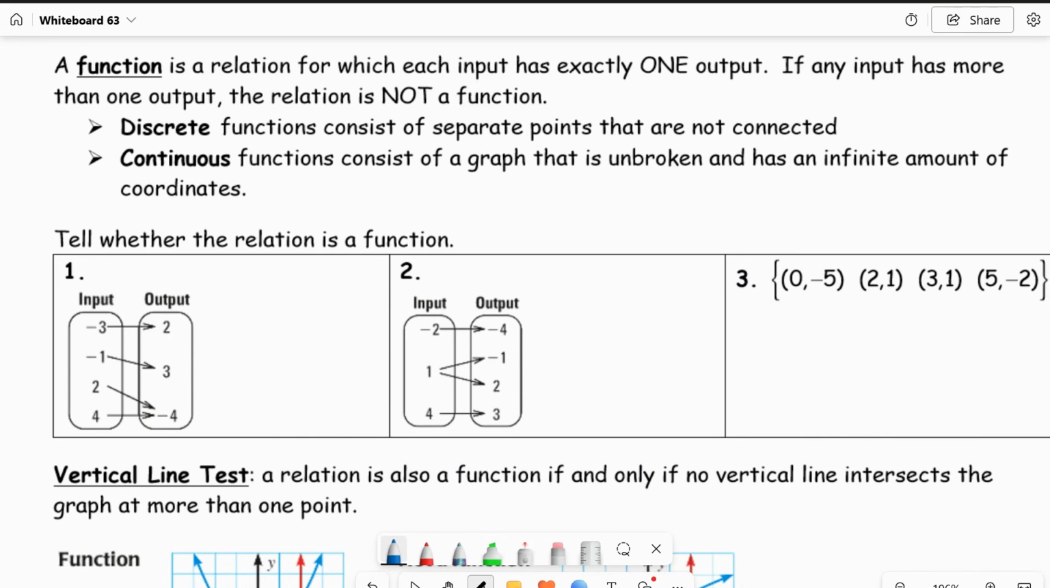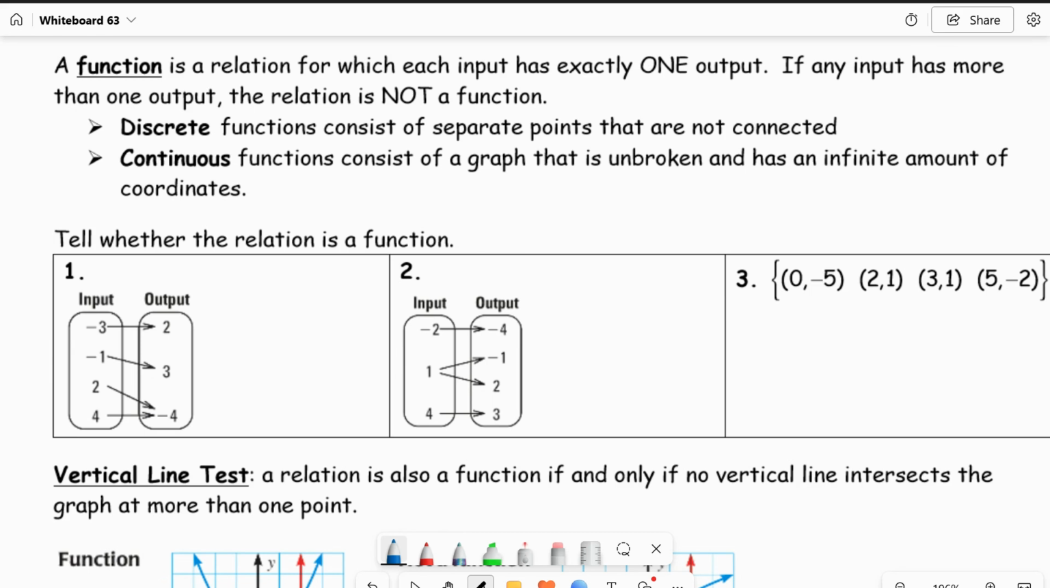The difference between a relation and a function is that a function is a relation for which each input value has exactly one output value. If any input has more than one output, the relation is not a function. Okay, so we'll have both discrete and continuous functions. Discrete functions are functions that consist of separate points that are not connected, while continuous functions are graphs that are unbroken, and that would contain an infinite number of coordinates.